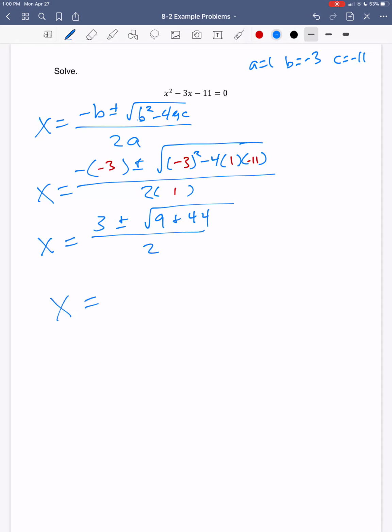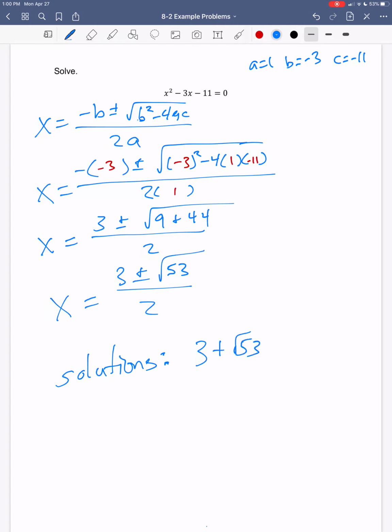And so I get 3 plus or minus the square root of 53 all over 2. So my solutions here, I've got 3 plus the square root of 53 all over 2, and I've got 3 minus the square root of 53 all over 2.